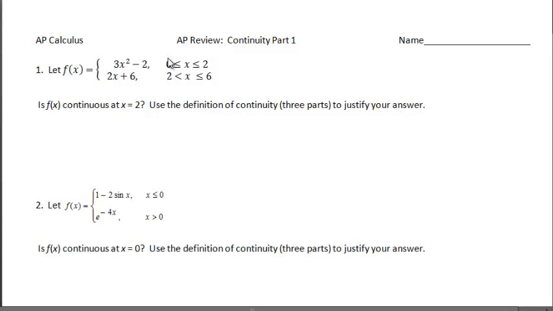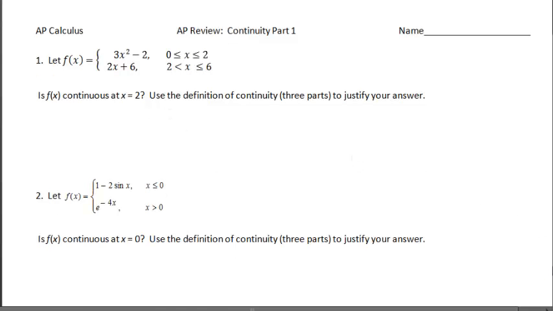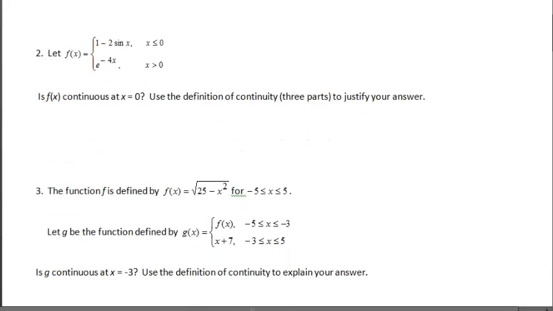All right, let's review the three-part continuity test. As you can see on this worksheet, there are 4 problems, and we're going to do one together as a model. So I think we're going to pick number 2. The question is: is the function f of x continuous at the break x equals 0? Use the definition of continuity of the 3 parts to justify your answer.